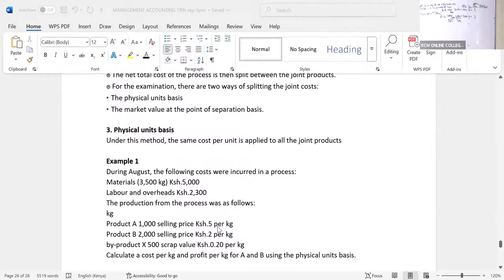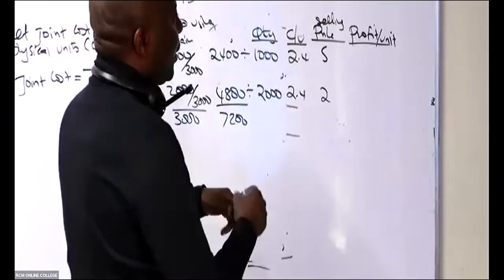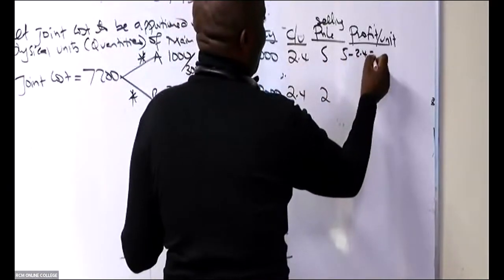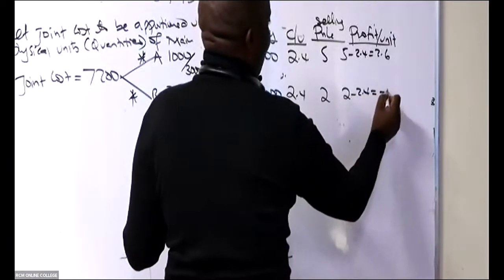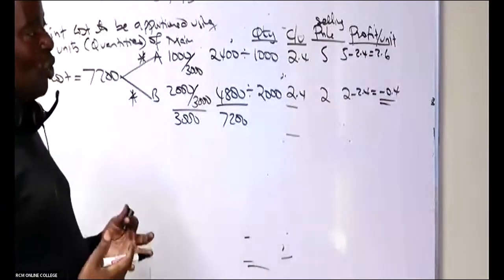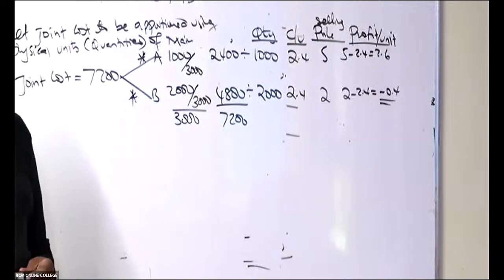So profit per unit, we shall take the selling price minus the variable cost. We shall take the selling price minus this cost per unit. So 5 minus 2.4 is 2.6. This will be 2 minus 2.4, which gives me a loss of 0.4, because basically it was made to absorb a higher cost than it could absorb.